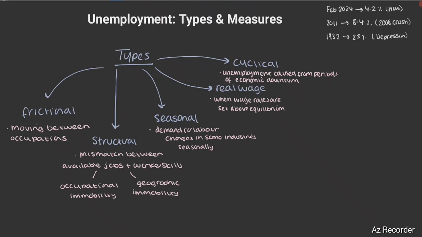So, for example, perhaps your contract has ended at company A and you're aware of this, so you signed a contract with company B where you're due to start in 2 months. This period of limbo is frictional unemployment.